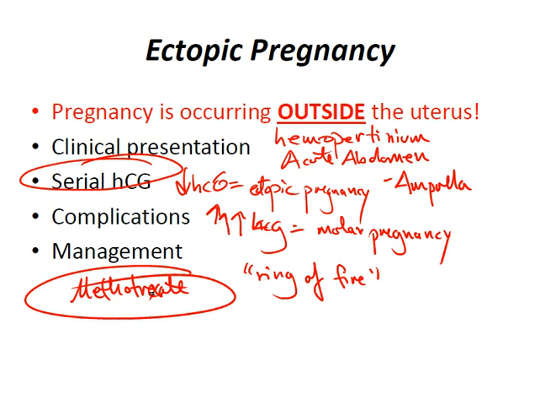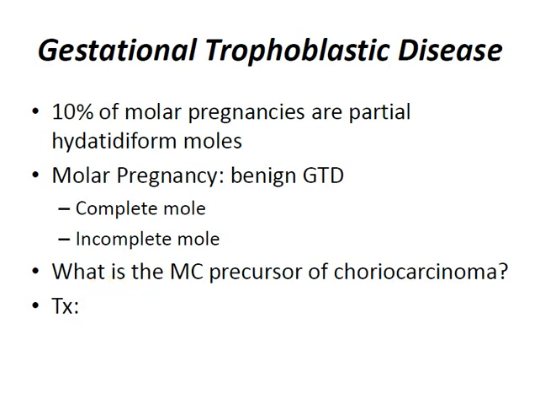So let's talk about gestational trophoblastic disease. Boy, do we got a lot to talk about here. 10% of molar pregnancies are partial hydatidiform moles. And that's when two sperm simultaneously fertilize an egg, a process called dispermy.